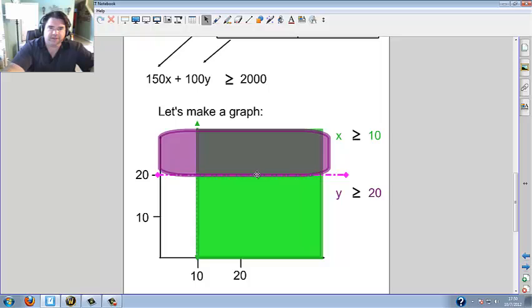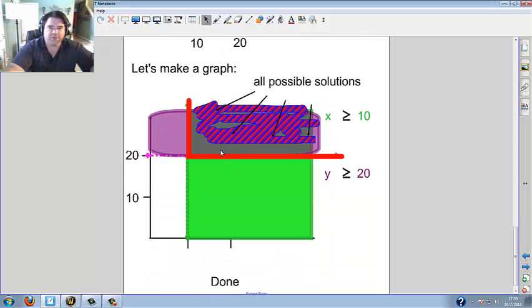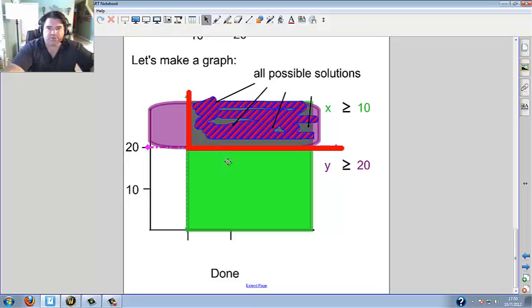Now if you take a look, I've noticed that if I have X is greater than 10, which is this way, and Y is greater than 20 is this way, this shaded part here shows me how to graph it. So basically he wants to hit somewhere inside here for his possible solutions.